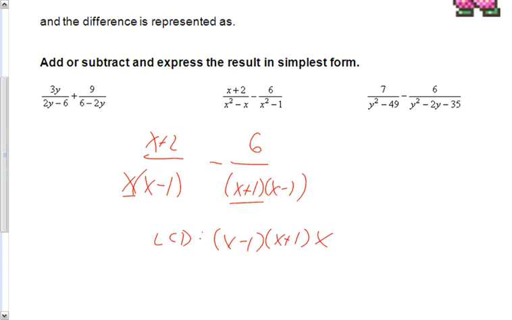Now we got to see what we need to add to both of these. Well, not add, but multiply. Well, this one's got an x and x minus 1, so it needs an x plus 1. Well, if I do it to the bottom, got to do it to the top. Over here, this one needs an x. Well, the top gets an x, which is nice to multiply.